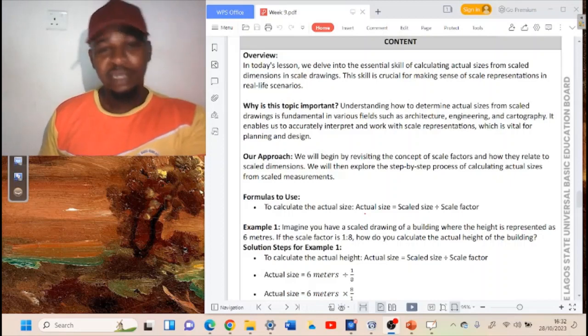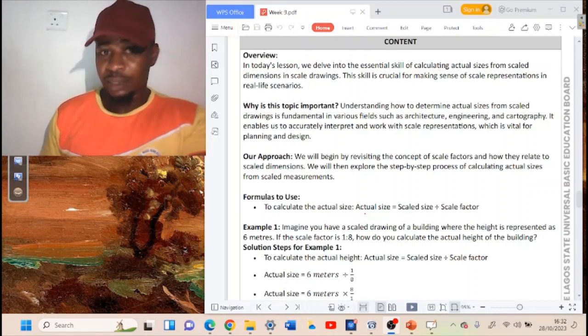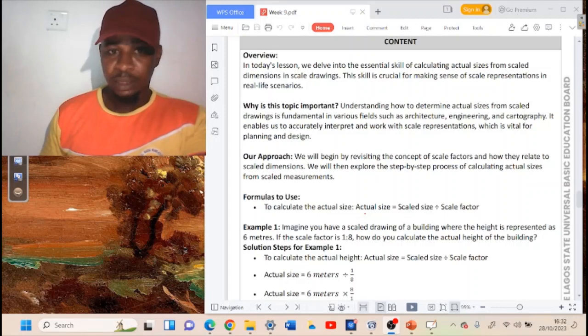I am Uncle Baje. Today is lesson 4 of the topic scale drawing. We have introduced scale drawing, we have talked about the scale factor, we have also looked at how to use that scale factor to calculate the model sizes when we know the real sizes.